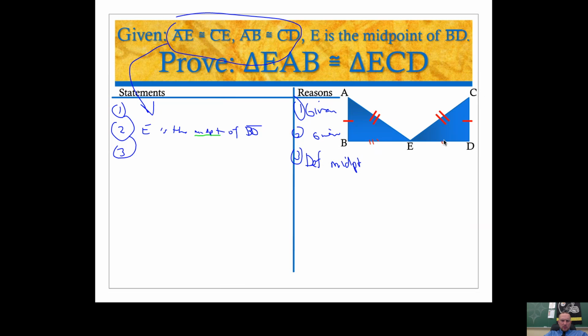I know these segments are congruent. So segment BE is congruent to, watch my order, BE goes with segment DE. So those segments are congruent because E is the midpoint. Now look at your triangles. You have three pairs of congruent parts. Is it possible for those triangles to be different if you have three pairs of congruent parts? It's not possible. They have to be congruent triangles. So triangle EAB is congruent to triangle ECD by side.